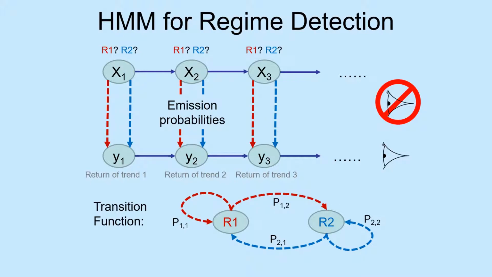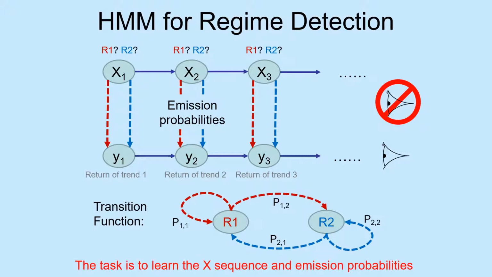To summarize, for the observed returns, we want to learn the sequence of hidden states as well as the emission probabilities. We want to find a sequence of hidden states and the emission probabilities that maximally fit the observed data.